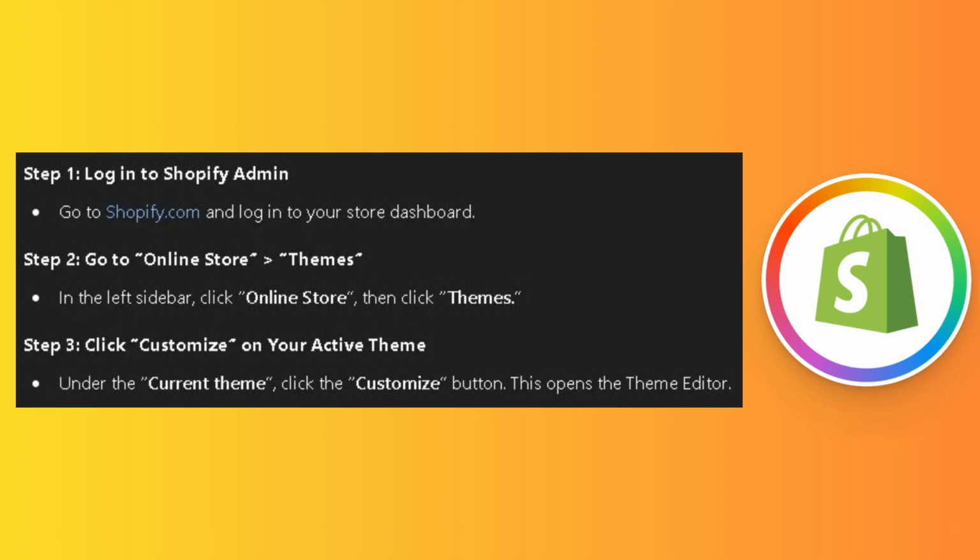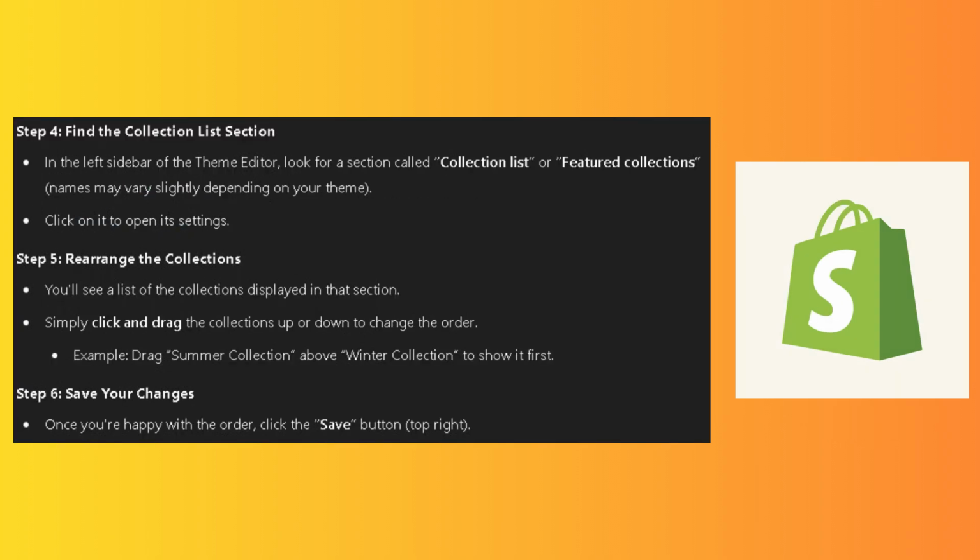Click customize on your active theme. Under the current theme, select the customize button. This will open the theme editor. Find the collection list. In the left sidebar of the theme editor, look for the section called Collection List or Featured Collections. The name may vary. Click on it to open its settings.